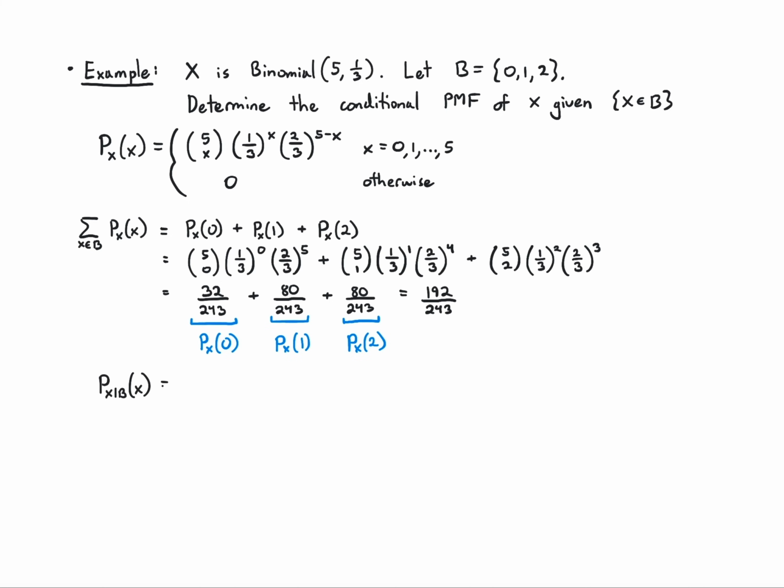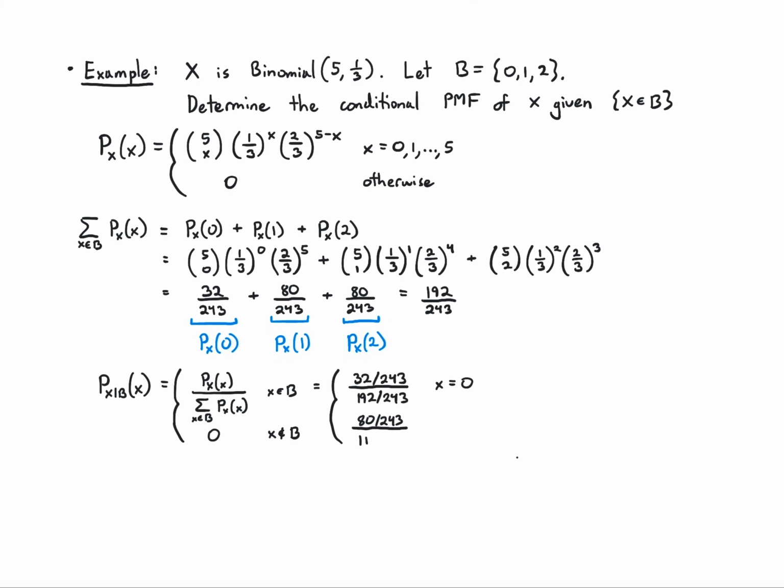The reason I'm pointing that out again is so we can reuse these computations in a minute. Okay, so the conditional PMF is going to be the PMF values, P of x, divided by the probability of x falling into B, which we've just worked out. That happens when x is in B, and otherwise it's going to be 0. So when x is equal to 0, our PMF value is 32 over 243 divided by 192 over 243. Otherwise, it's 80 over 243 divided by 192 over 243 when x is 1 or 2, and 0 otherwise.